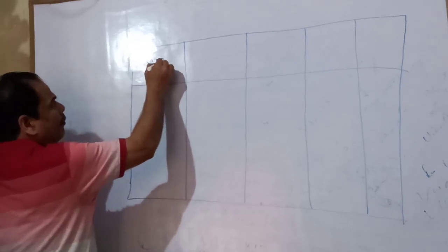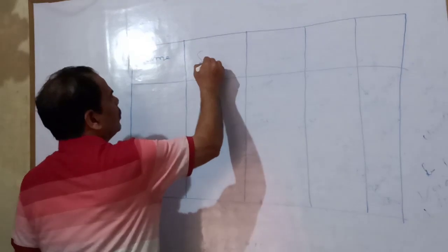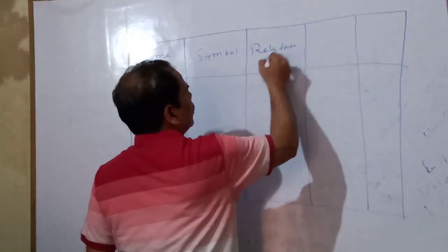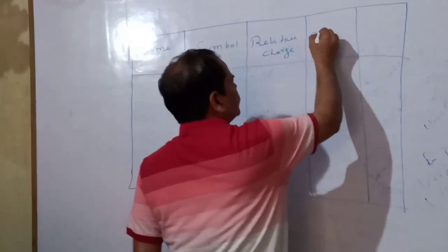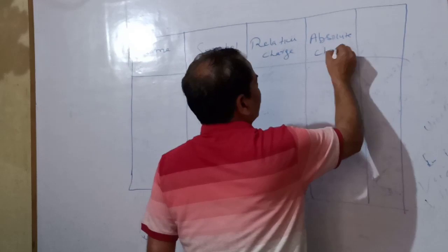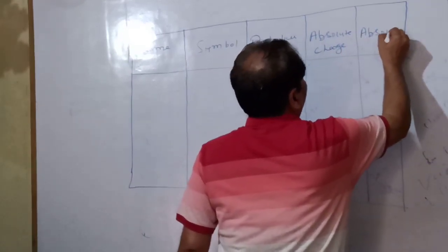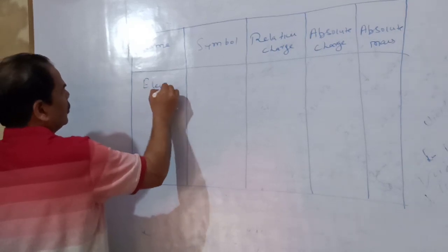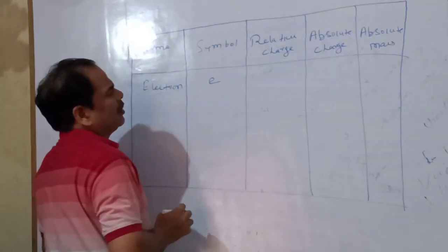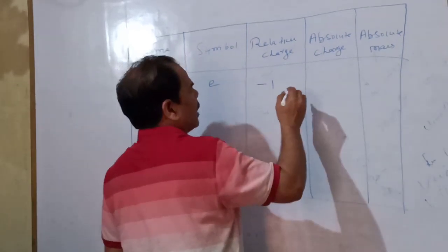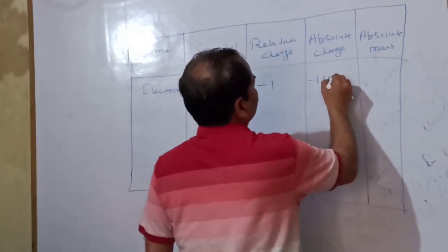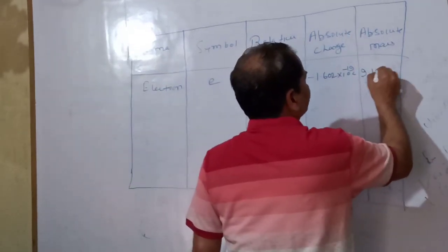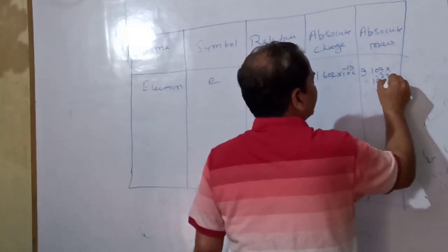Name, symbol, relative charge, absolute charge, absolute mass. Electron, symbol e, relative charge -1, absolute charge -1.602 into 10 to the power -19 coulomb, absolute mass 9.109 into 10 to the power -27 gram.